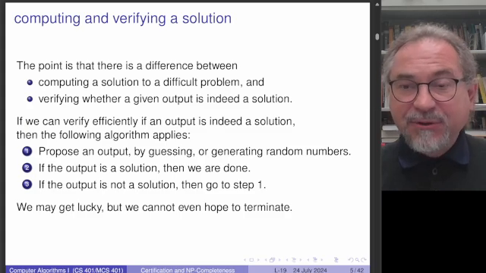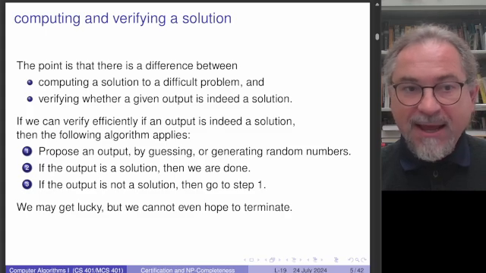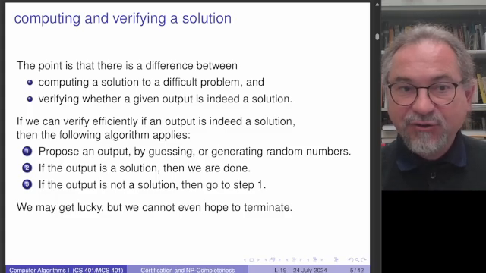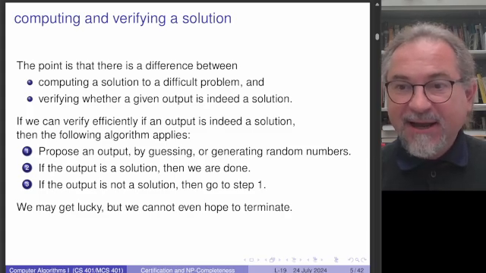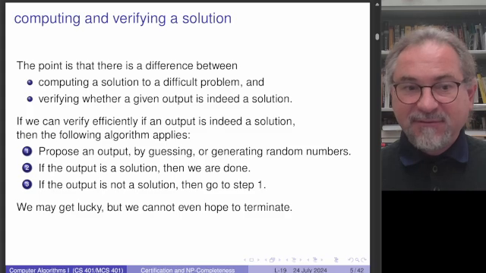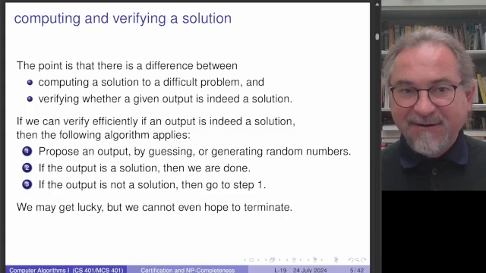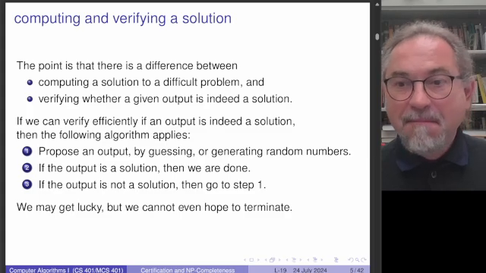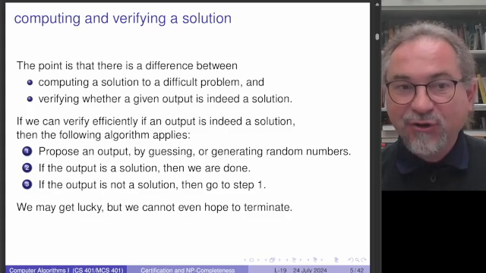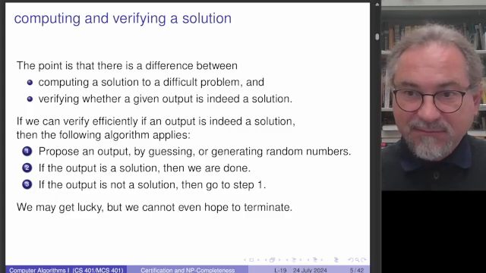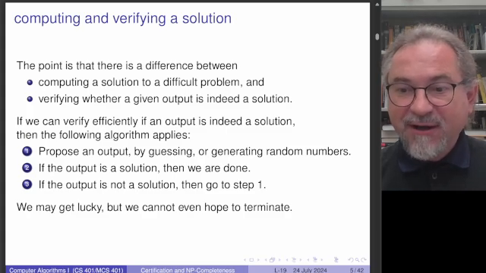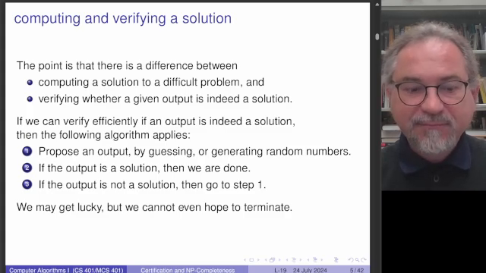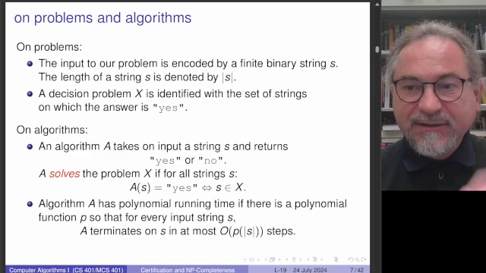So we make the distinction between computing a solution to a problem and verifying whether a given output is indeed a solution. If you can verify efficiently, then you could potentially start guessing or generating random numbers for the answers. And if you feel lucky, then you may actually get done. So this is a non-deterministic algorithm, and one might even be a little bit wary whether it will actually terminate or not. But it is something that one could try. So, for the problems that we consider, the problems will have an efficient verification. For such problems, trial and error algorithms actually work. It's not entirely hopeless.